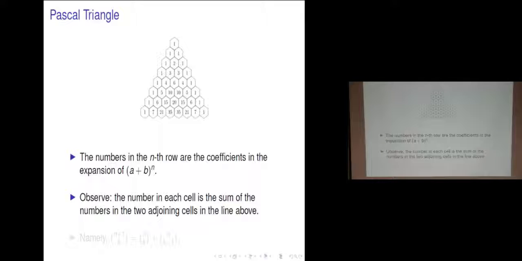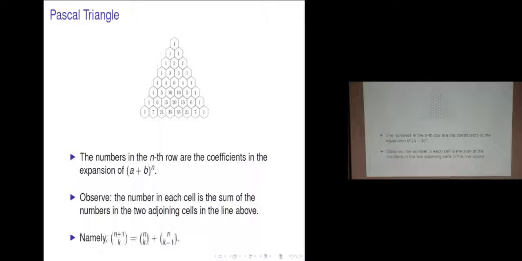So here, 10 is actually 6 plus 4. Choose another one: 15 is 5 plus 10. One more, this one, 21, is 15 plus 6. So each number here is the sum of the two numbers on top of it.